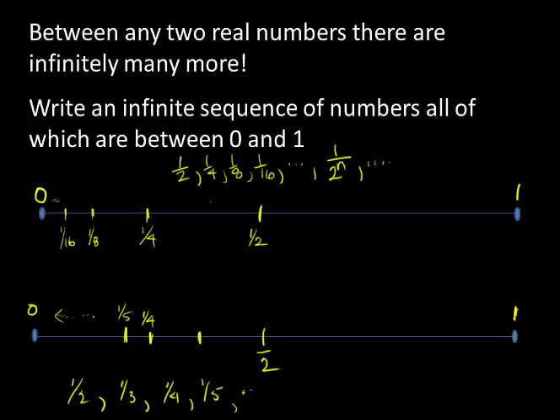1/5, and so on. And in general, we could call this sequence 1/n, n equals 2, 3, 4, 5, 6, etc. So there's another infinite sequence of numbers that are between 0 and 1. And in fact, there's infinitely many sequences you could come up with. But those are just two.